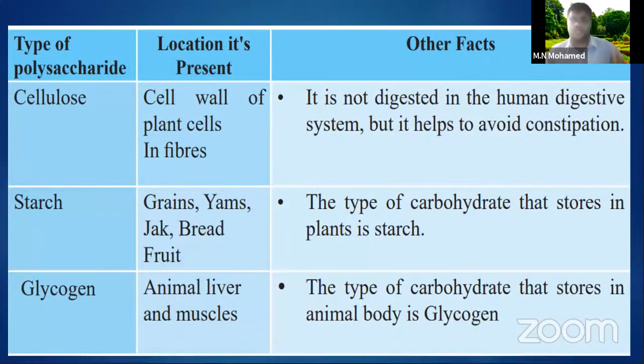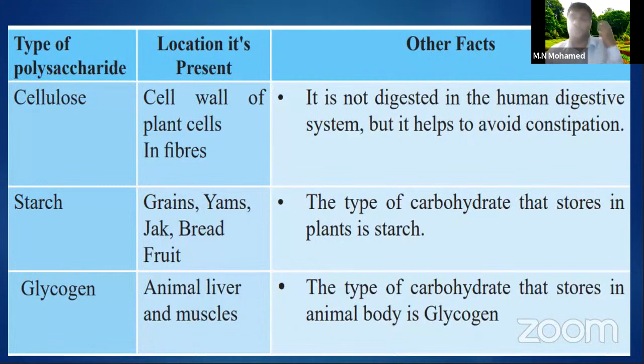As I mentioned earlier, there are three types of polysaccharide: cellulose, starch, and glycogen. Cellulose is present in the cell wall of plant cells. Starch is found in grains, yams, jackfruit, whatever we eat, most of the food. Glycogen is found in animal liver and muscle, as I mentioned earlier.